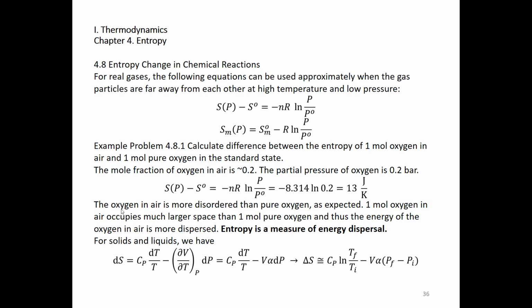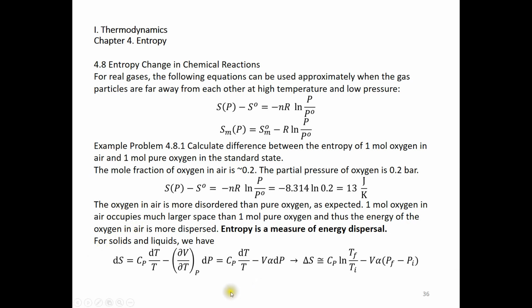So we have learned 3 different definitions of entropy. Entropy is a measure of disorder. Entropy is a measure of energy dispersal. Entropy is a measure of the natural logarithm of the number of microstates.